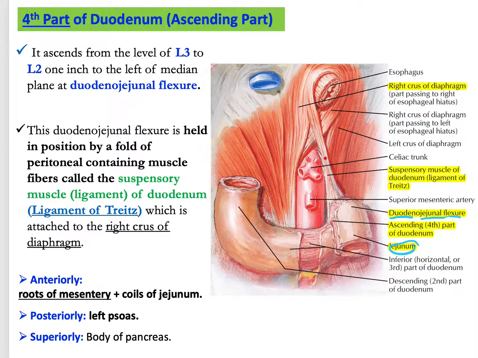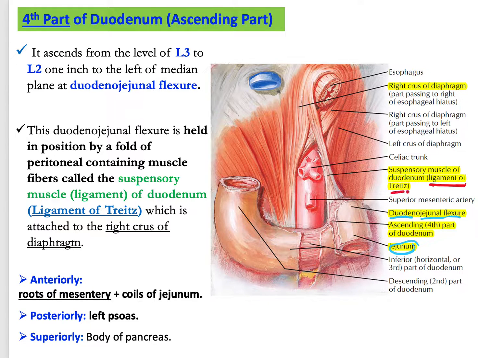It suspends the duodenum, fixing it to the back. This suspensory ligament is a peritoneum that also contains muscle fibers. This is called the suspensory ligament of the duodenum. Clinically, they don't usually use suspensory muscle or suspensory ligament. They use ligament of Treitz.